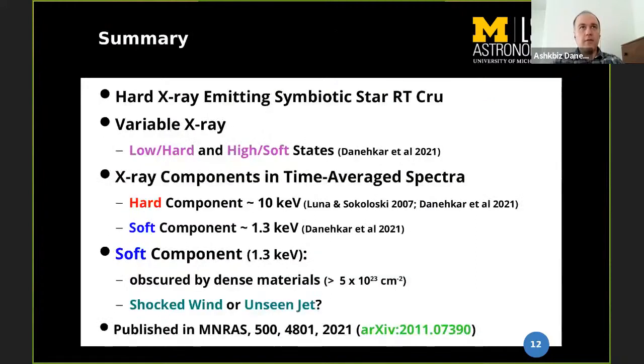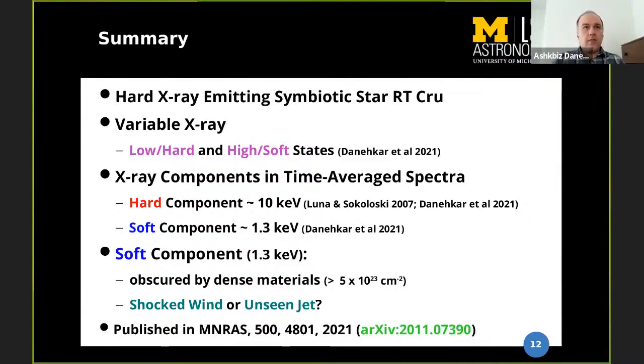So these soft and hard components have been found in different hard X-ray emitting symbiotics. It was suggested that they are related to shock wind or unseen jets, which we did not find. Currently there is no imaging observation of this object, so we are not able to detect unseen jets.